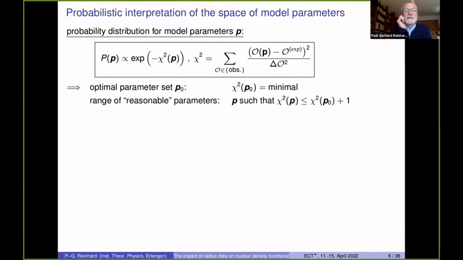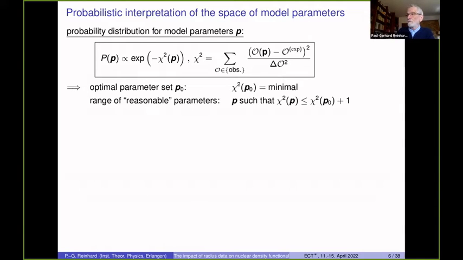So that is a statistical interpretation. We take the chi-squared, you have already seen, and say the exponential of that is a probability distribution for the reasonable parameters. The optimal parameter set is the minimum of chi-squared, the maximum of the probability, and we have a range of reasonable parameters which is defined by enhancing the minimum chi-squared by 1.